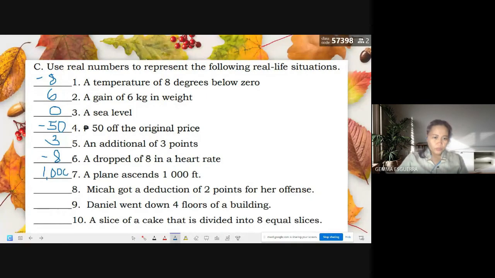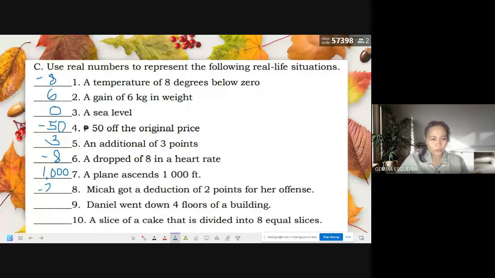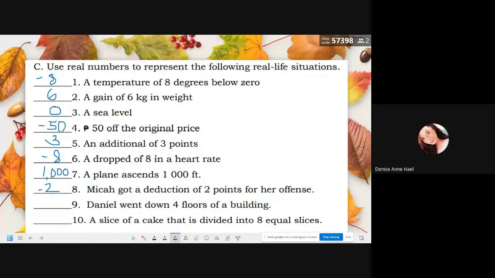Next, number 8, we have Althea. Micah got a deduction of 2 points for offense. Negative 2 po. Okay, very good. Next, number 9, Daniel went down 4 floors of a building. Denise. Negative 4 po. Okay, very good.